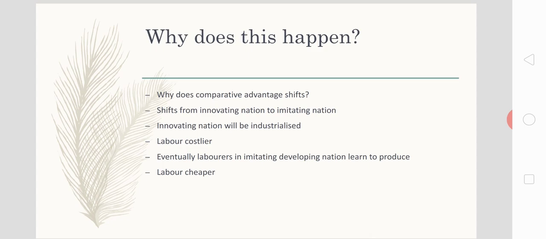They start learning how to produce that commodity, and that nation will get the comparative advantage, as that nation is more able to produce more efficiently than the innovating nation. So this is the way in which comparative advantage is shifted from the innovating nation to the imitating nation.